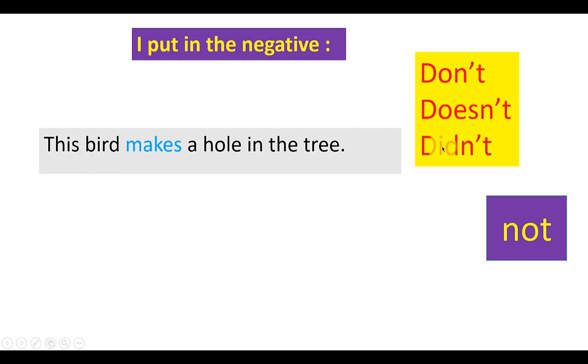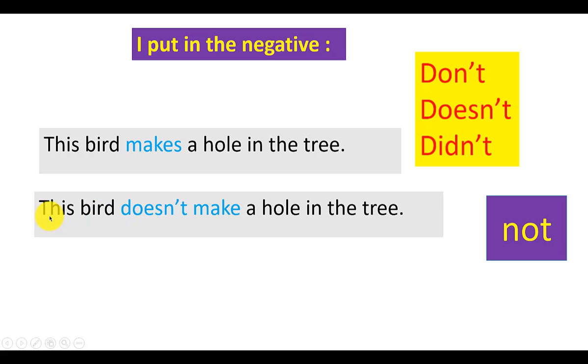Yes, so you stop the video and you write the negative form. You put this sentence in the negative form. Yes, I am waiting for you. 1, 2, 3, 4, 5, 6, 7, 8, 9, 10. Time over. Yes. Here is the answer. Very good. The bird doesn't make a hole in the tree.